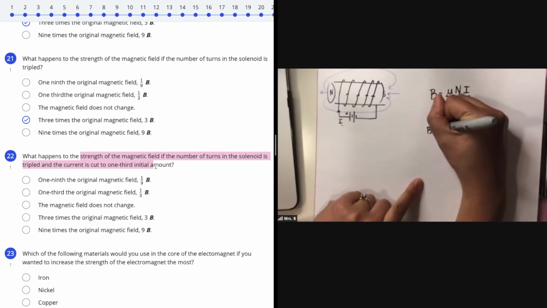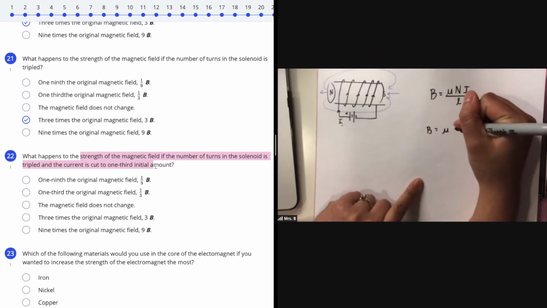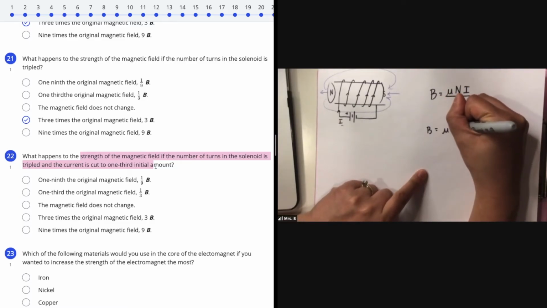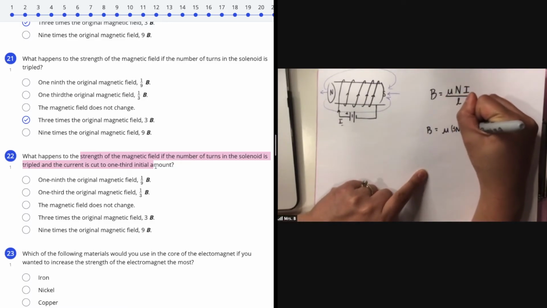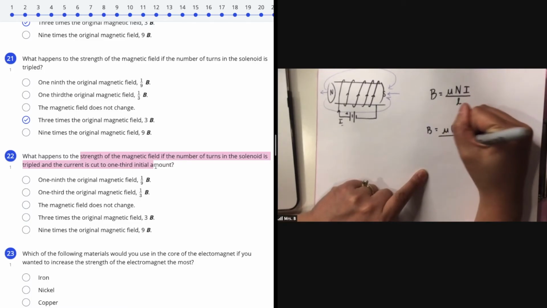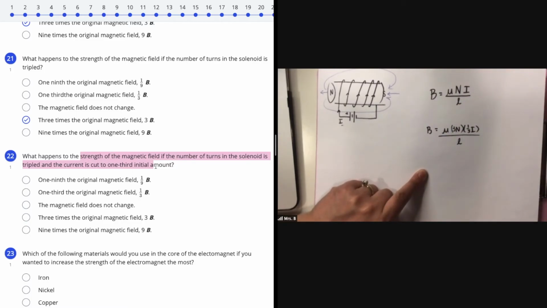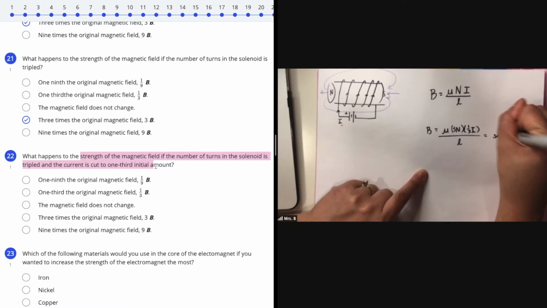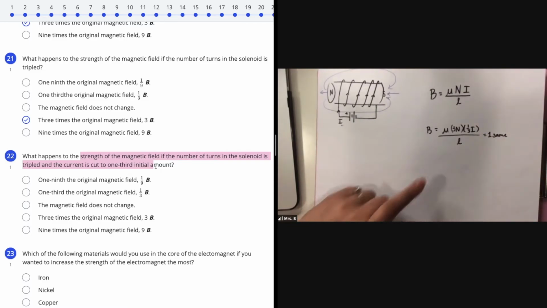I still have the same core, so mu stays the same. I have 3 times the number of coils, but 1/3 the current. Assume the solenoid all stays the same length. So this makes exactly the same. 3 cancels 1/3, so there's no change. A 1 in a proportions problem means that the field is not changed.